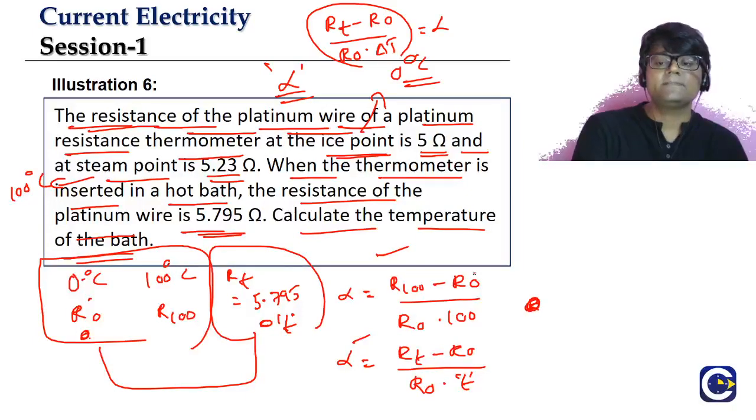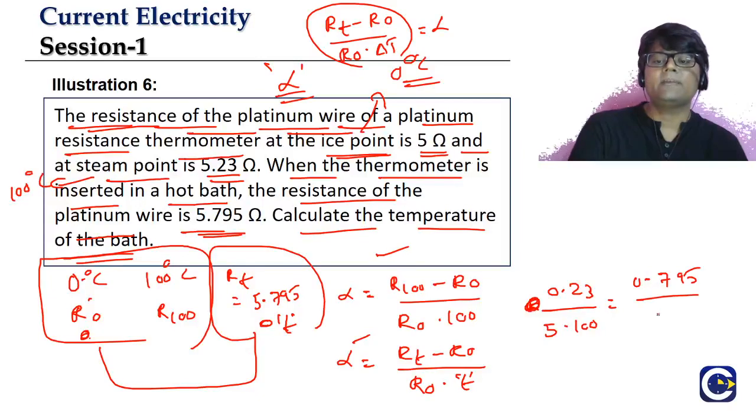Look at this, guys. R100 is 5.23. So 5.23 minus 5 means 0.23. 0.23 by R0, which is 5, into 100, is equal to RT minus R0, which is 5.795 minus 5, which is 0.795. 0.795 by R0, which is 5, into T. The 5 is cancelled. We need the T value. So T will be equal to what, guys?